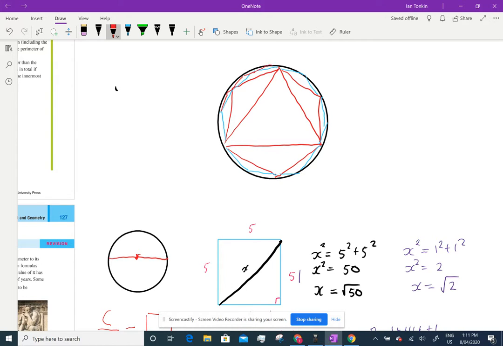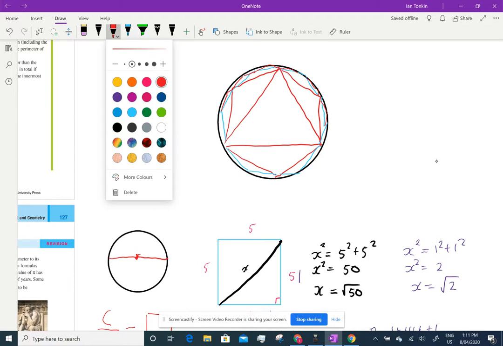And Archimedes didn't stop at 24. He went to 48, and then he went to 96. He drew a 96-sided polygon inside a circle. And then he knew that the polygon would have a perimeter slightly less than that of the circle. But then he went even further.